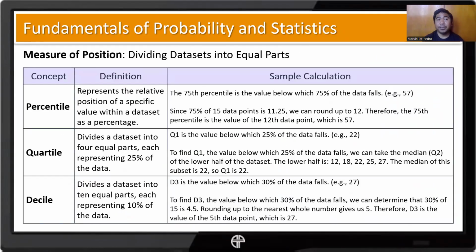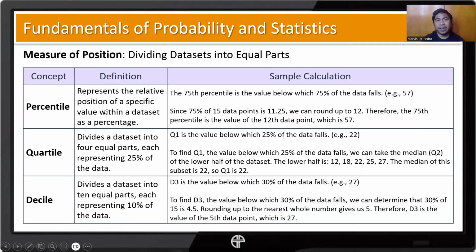Lastly, we have the measure of position. We are just dividing data sets into equal parts. This is where the terms percentile, quartile, decile, and the interquartile range fall under. Okay, so we have the percentile.